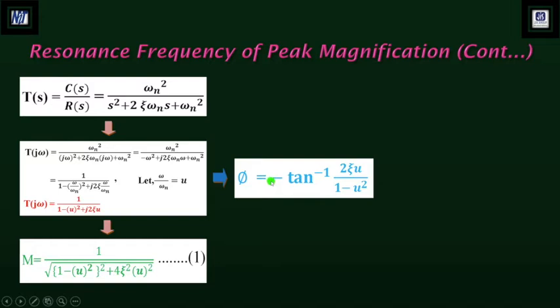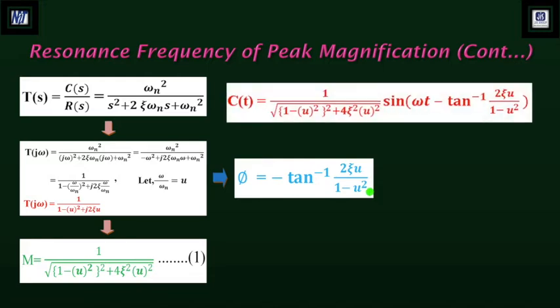Phase angle equals minus tan inverse of imaginary part by real part. This is the output equation, that means the output response of the system is equal to magnitude into sine of omega t minus phase angle, where this is the phase angle of this value.